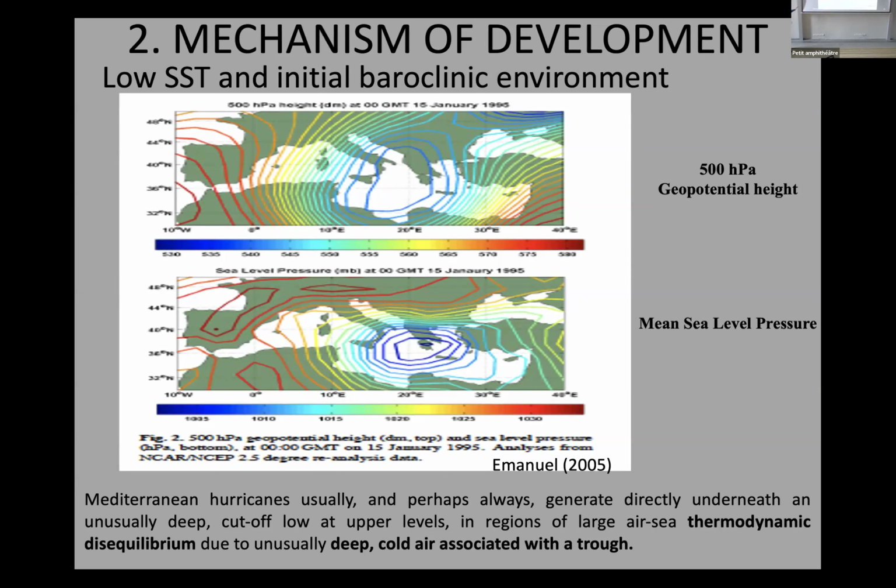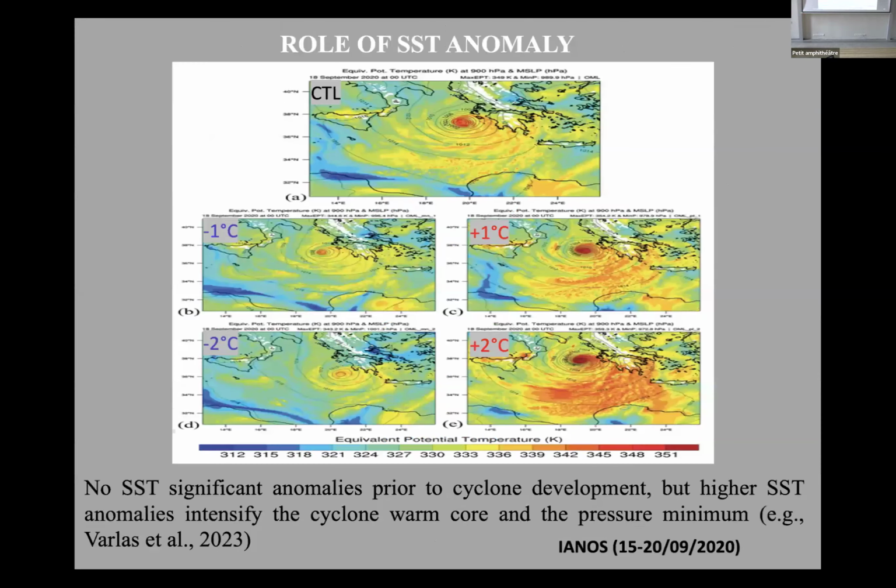This case is a case in January. So for sure, the sea surface temperature is not as high as in a tropical cyclone. So apparently, sea surface temperature does not play a key role for the genesis. But at the same time, when you make some sensitivity experiments to the surface temperature, you see that clearly the presence of a warmer sea surface temperature tends to affect the intensity of the cyclone.